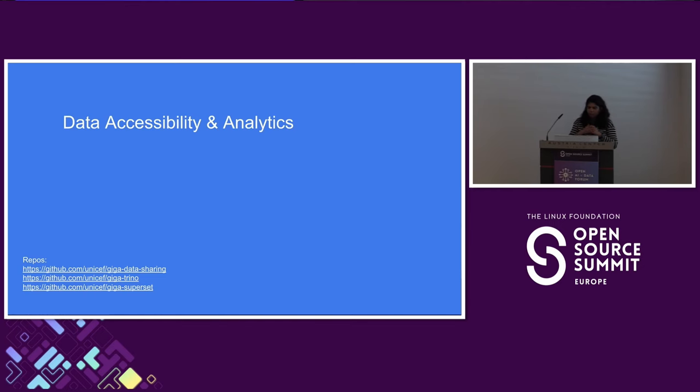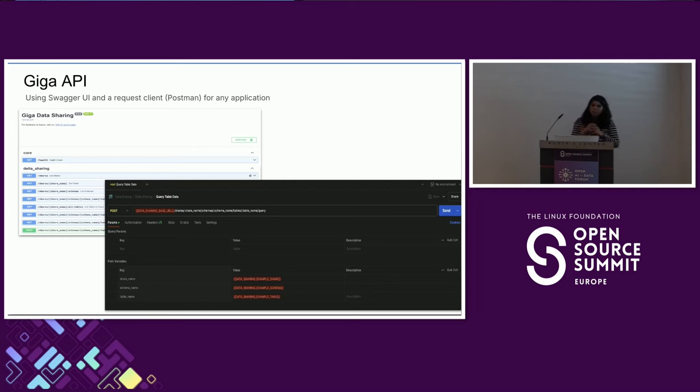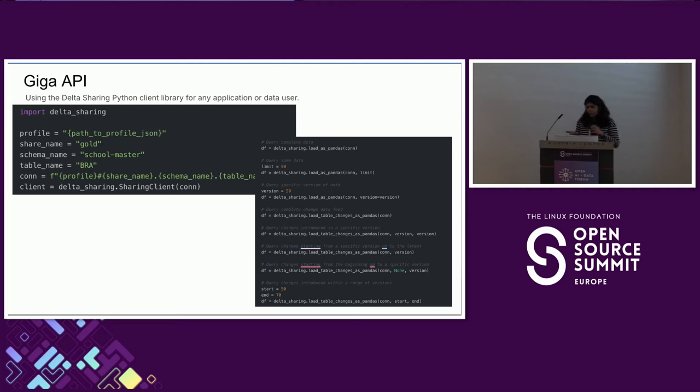And lastly, on the data accessibility or sharing part, and the analytics. So this is the API that I was talking about. On top of ADLS, Delta Sharing came in, which allowed us to query the datasets, the Parquet files that are there in the data. And you can now query it. Yeah, it's a simple Swagger standard UI. You can query it in Postman-kind of tools, or you can configure it in any of the applications. The community of Delta Sharing has also built a simple Python client, so our data scientists can easily query it without writing much custom code.